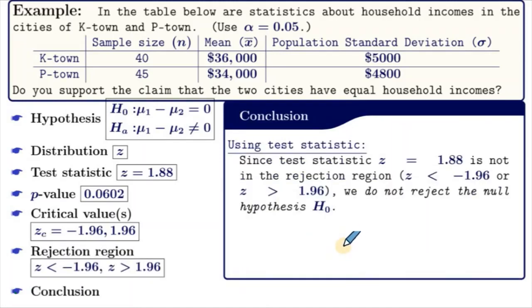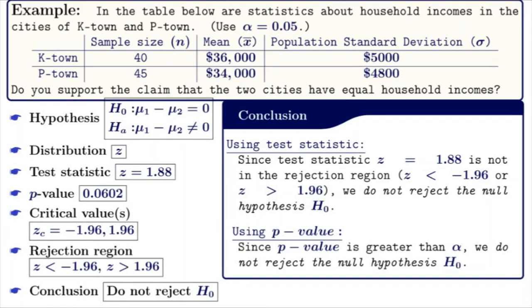Next, to draw the conclusion, we will see if the test statistic falls in the rejection region. For that, let me draw the rejection region again. So our critical values are here. So this is negative 1.96 and this is 1.96. And our test statistic 1.88 is somewhere over here. So that is 1.88, which is the test statistic. From this graph, we can see that test statistic 1.88 is not in the rejection region. We do not reject the null hypothesis.